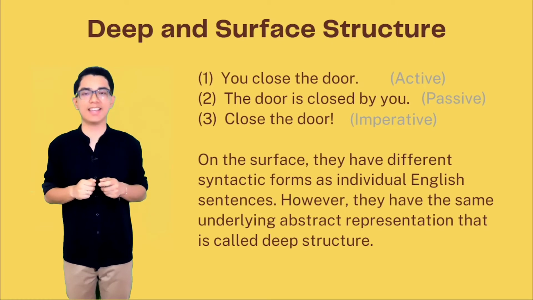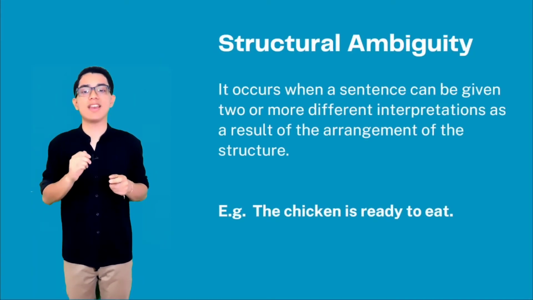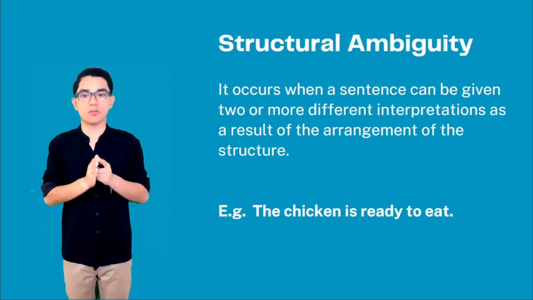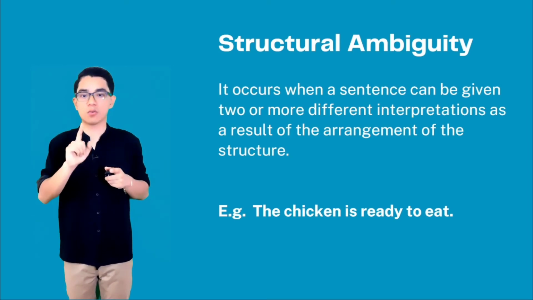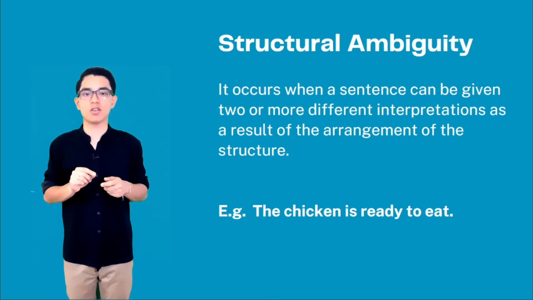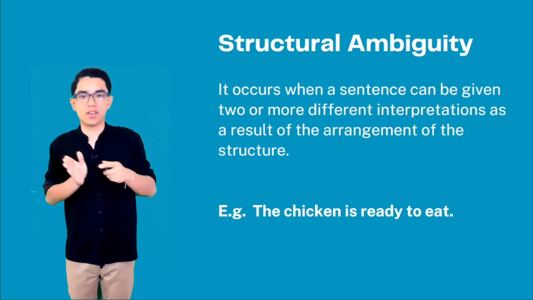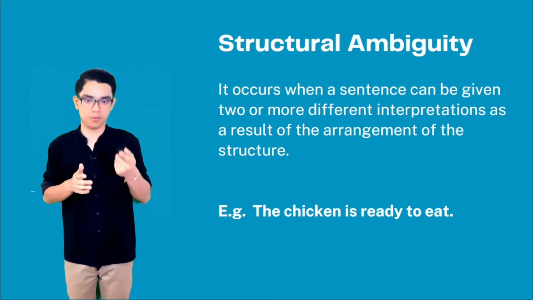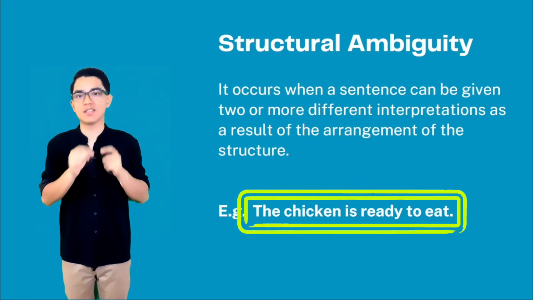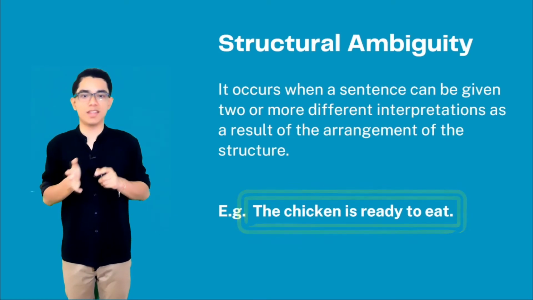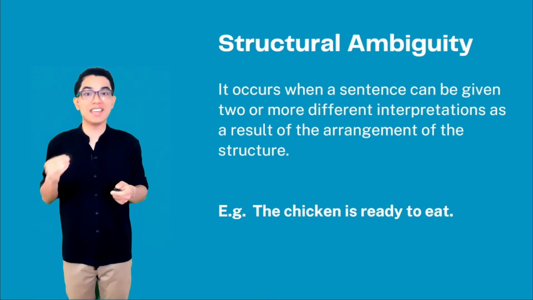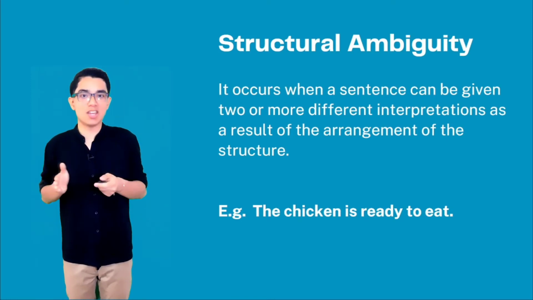On the other hand, talking about structures, we need to take into consideration structural ambiguity. It refers to the potential of multiple interpretations for a piece of written or spoken language because of the way words or phrases are organized, or it results from a poor word choice. For example, the chicken is ready to eat. This sentence either means that the chicken is cooked and can be eaten, or the chicken is ready to be fed.